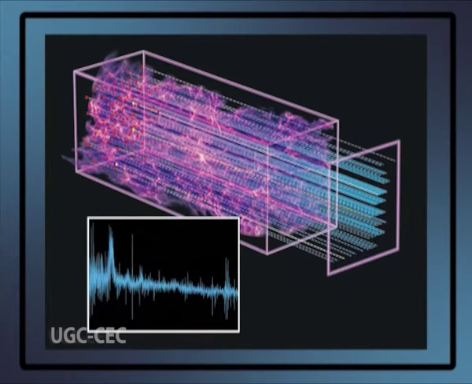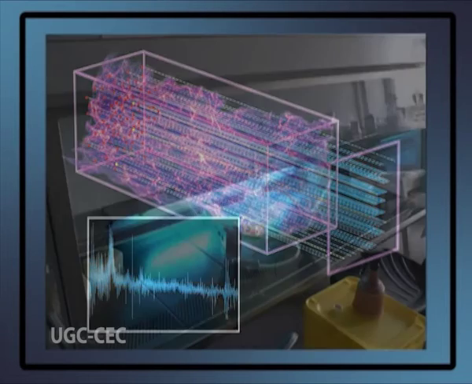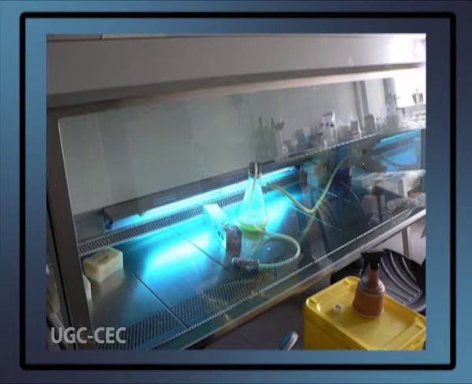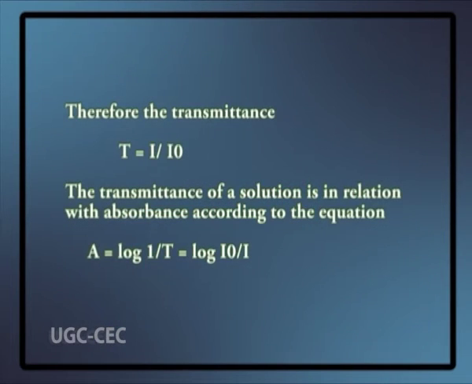Monochromatic light passing through a colored solution is partly absorbed, I0, and partly passes through. The intensity of the arriving light, I, is decreased due to the absorption. Therefore, the transmittance T is equal to I by I0. Transmittance of a solution is related to absorbance according to the equation A is equal to log 1 by T is equal to log I0 by I.